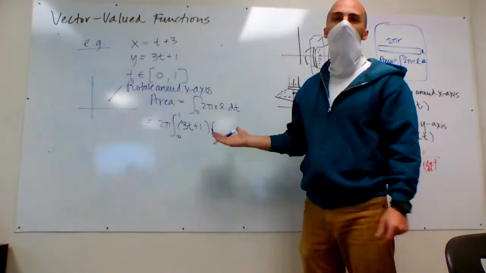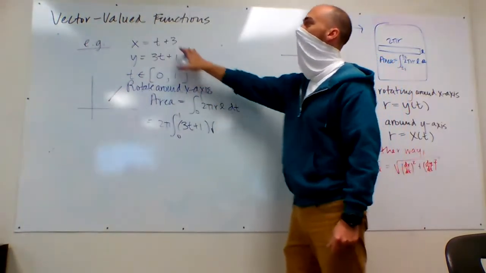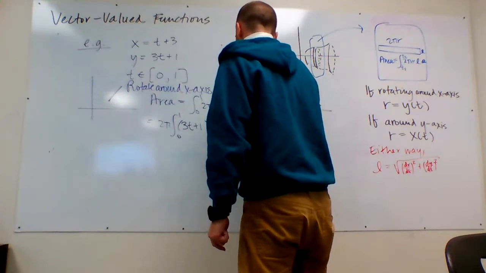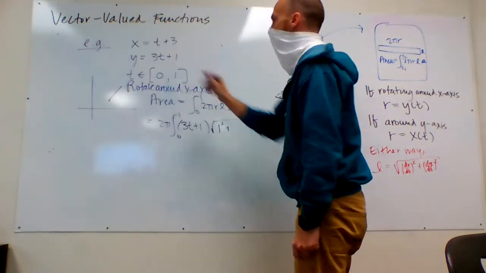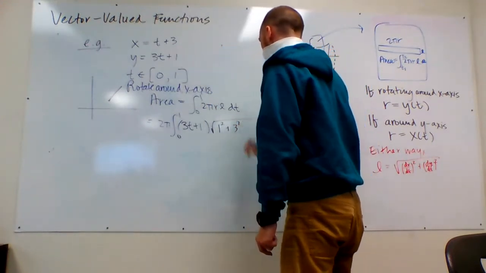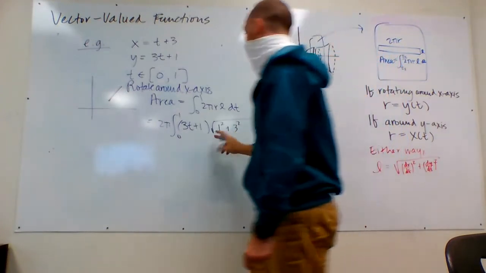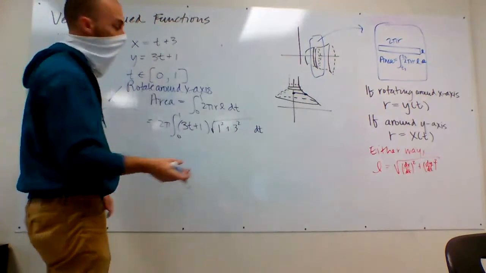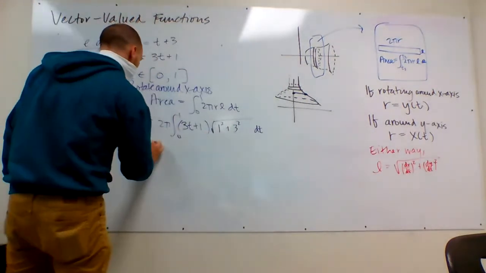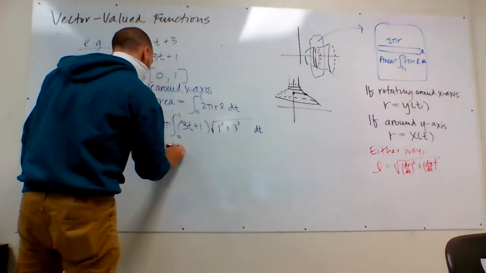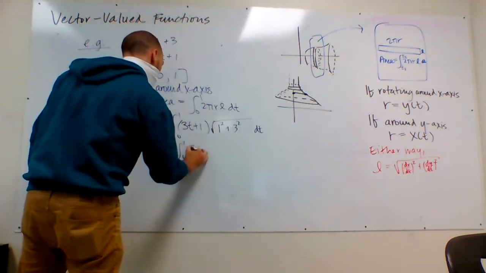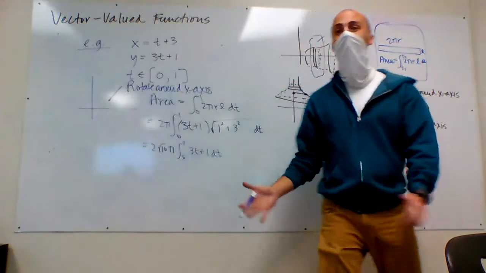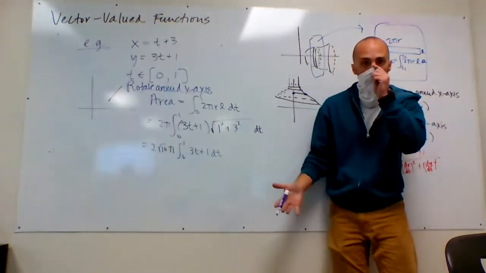And the nice thing about this situation is dx/dt is 1 and dy/dt is 3, so it's going to be 9 plus 1, which is 10. The square root of 10 is just a number, and one of the things we learned in calculus is that we can just factor out a number. So 2 square root of 10 pi times the integral from 0 to 1 of 3t plus 1 dt. And this is something we might like to work.